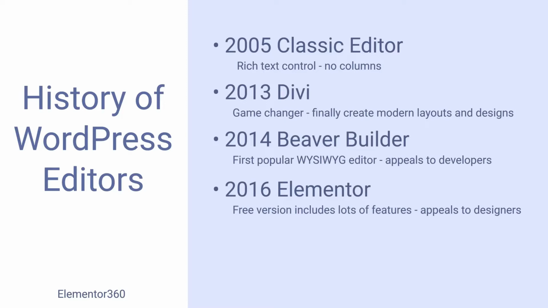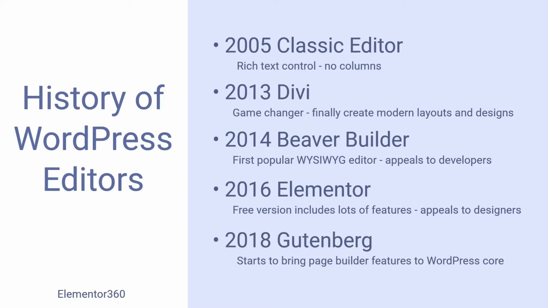Automattic, the hosting company for WordPress.com, found that they could not compete with Wix and Squarespace. The classic editor was too out of date and limited. Gutenberg was released just 2 years ago. The launch was rocky and it was probably released too soon.